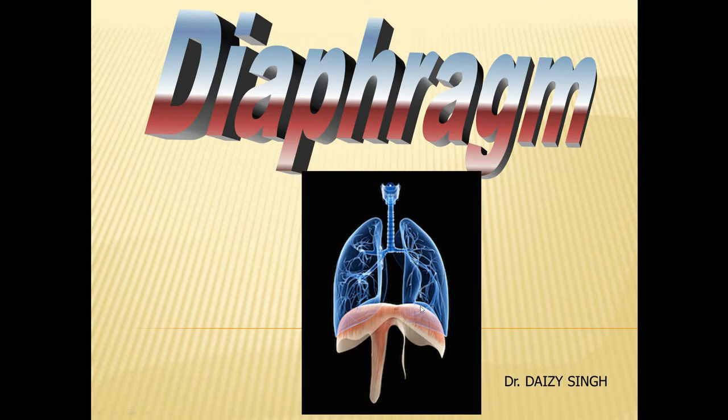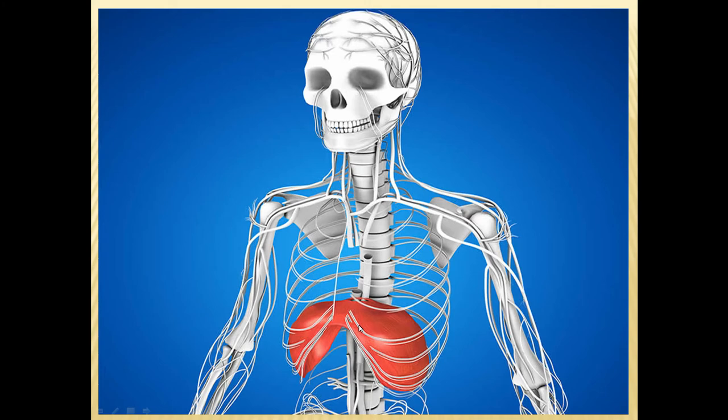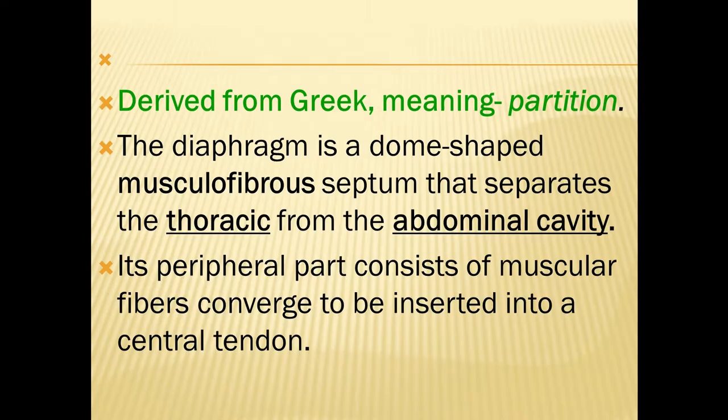This is the diaphragm. You can see it between the thorax, above the lungs, and below is the abdomen. So let's study the diaphragm. You can see this slide, and here is the diaphragm. Diaphragm is derived from a Greek word which means partition. Diaphragm is a dome-shaped muscular fibrous septum that separates the thoracic from the abdominal cavity.